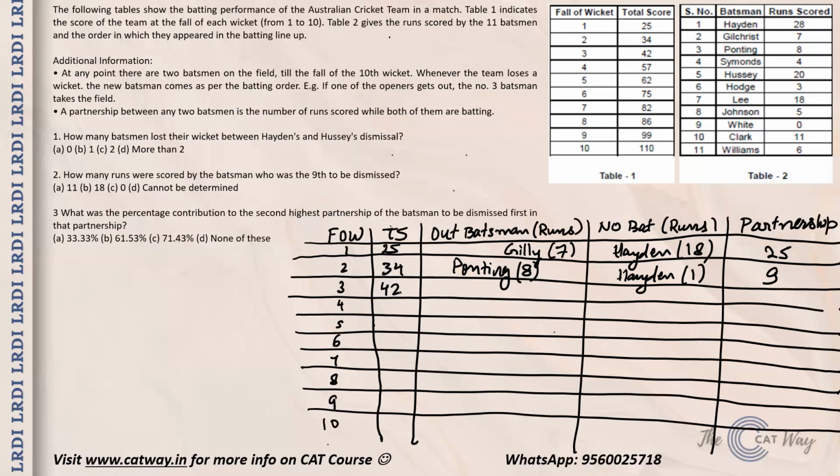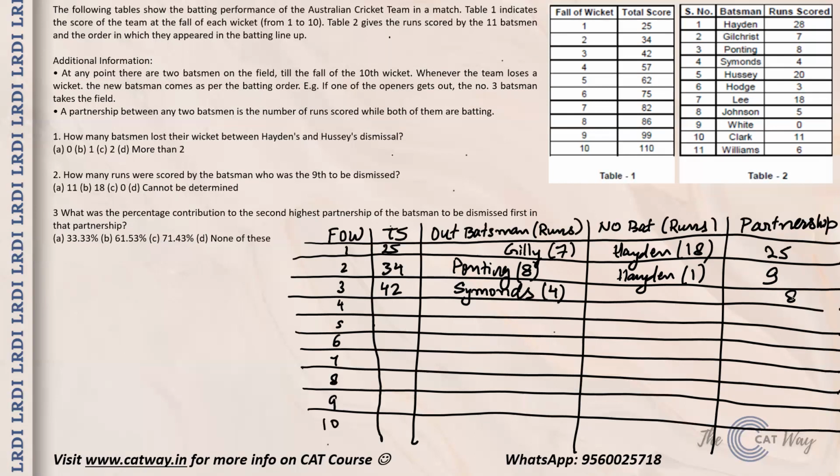Hayden cannot be the person who got out. So the person who got out will definitely be Simons, and he scored 4 runs. Now, since Ponting got out and between Simons getting out, 8 runs have been scored. So the partnership is of 8 runs.